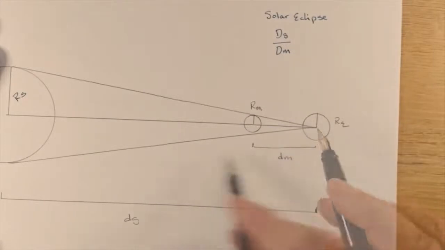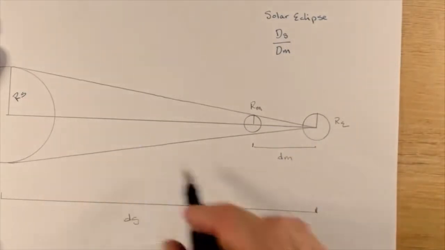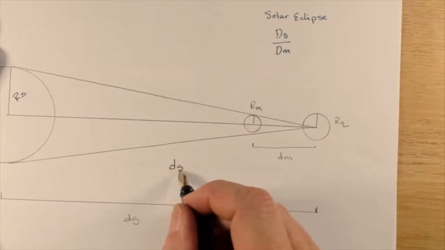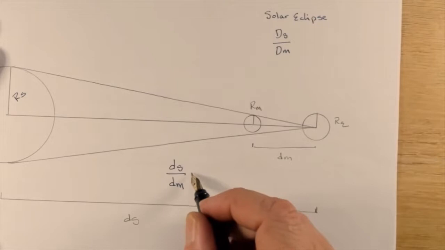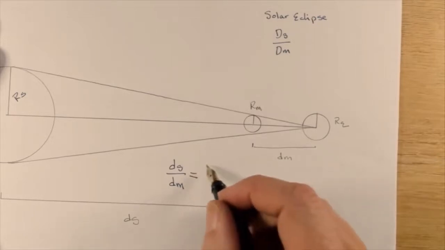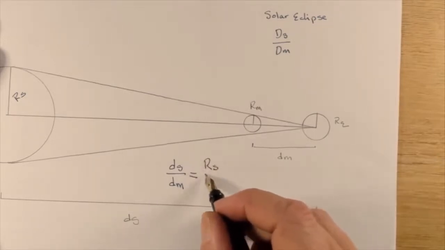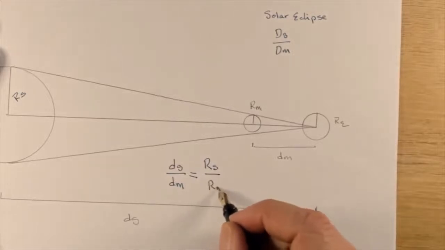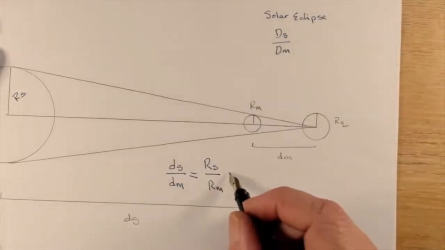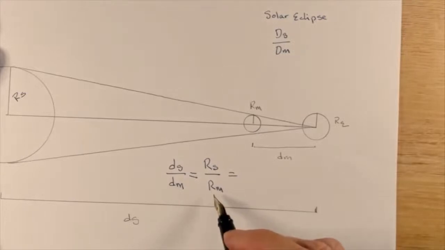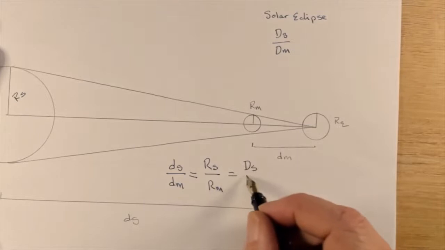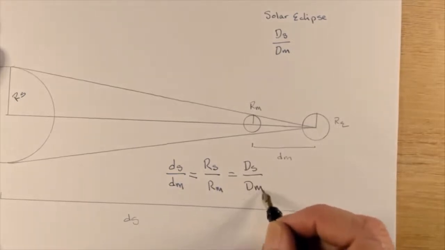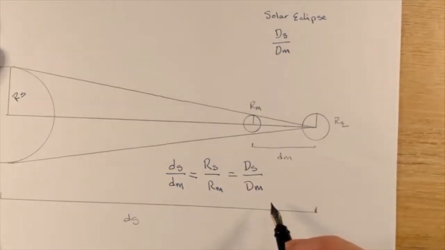Because these are similar triangles, we realize that the distance to the sun over the distance to the moon equals the radius of the sun over the radius of the moon. And since the radius is simply half the diameter, we can also say that it's the diameter of the sun over the diameter of the moon. These are all equivalent terms because we're comparing similar triangles.